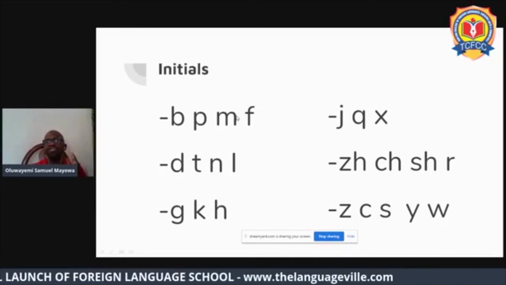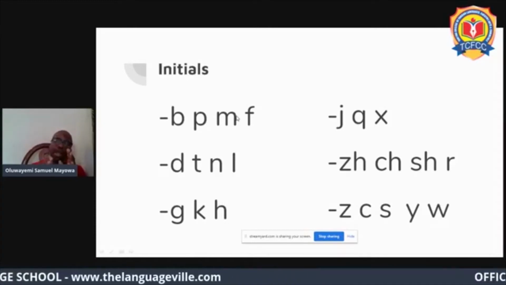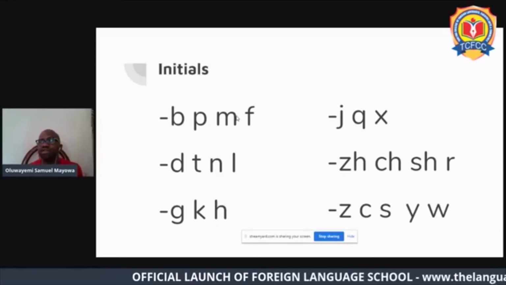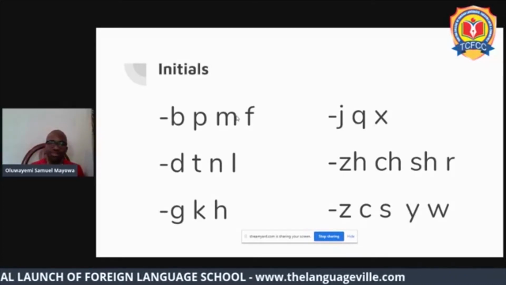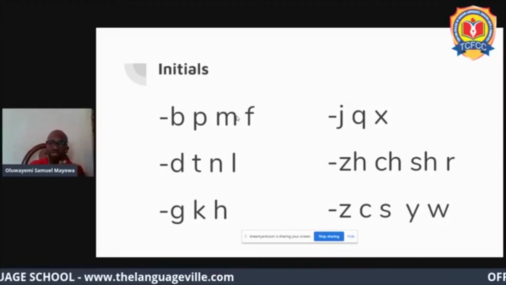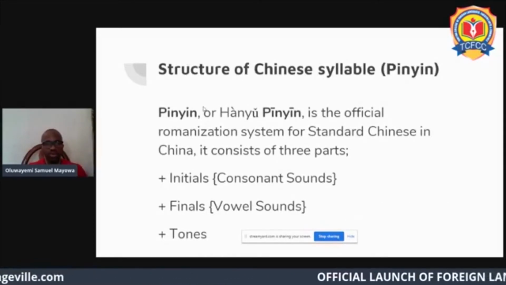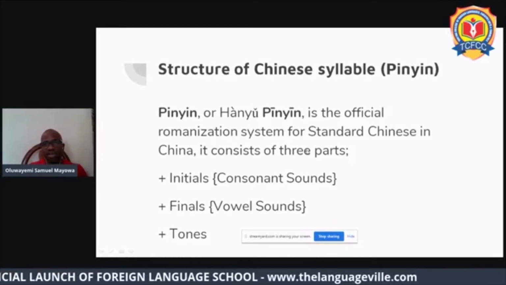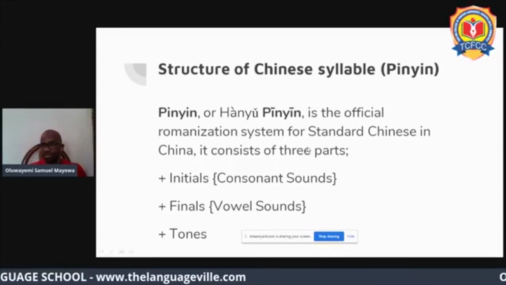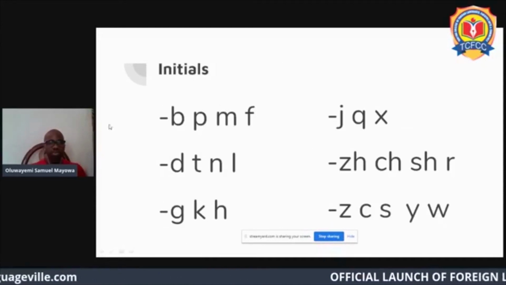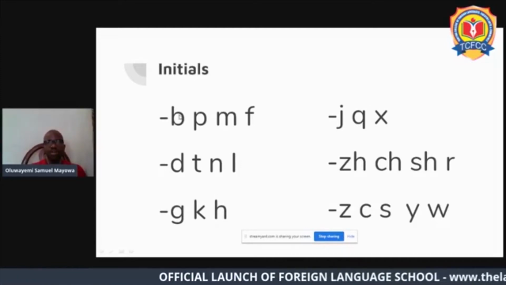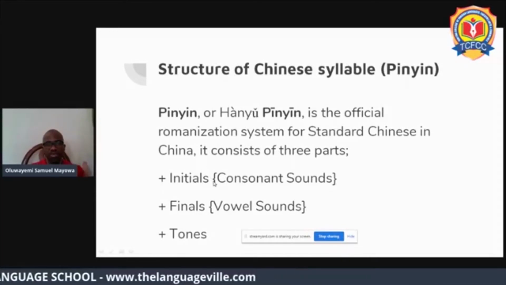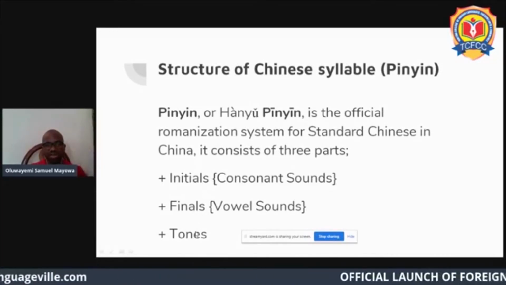This is like a division of the Chinese, I can say, Chinese alphabet, but I don't usually like to call it the Chinese alphabet. You can call it the Romanization of Chinese characters, which is called pinyin. Pinyin is the official phonetic system for Chinese characters. For every Chinese character, it's divided into three parts: the initials, finals, and the tones.